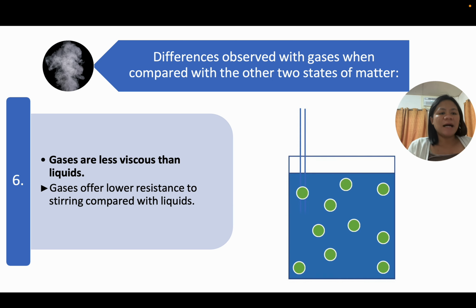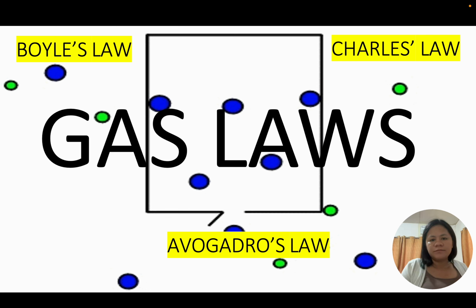Number 6, gases are less viscous than liquids. Gases offer lower resistance to stirring compared with liquids. Imagine stirring an empty glass, which with gases means there is no resistance. But of course, when we compare it with a liquid, there is resistance, and that would somehow limit the stirring pressure.